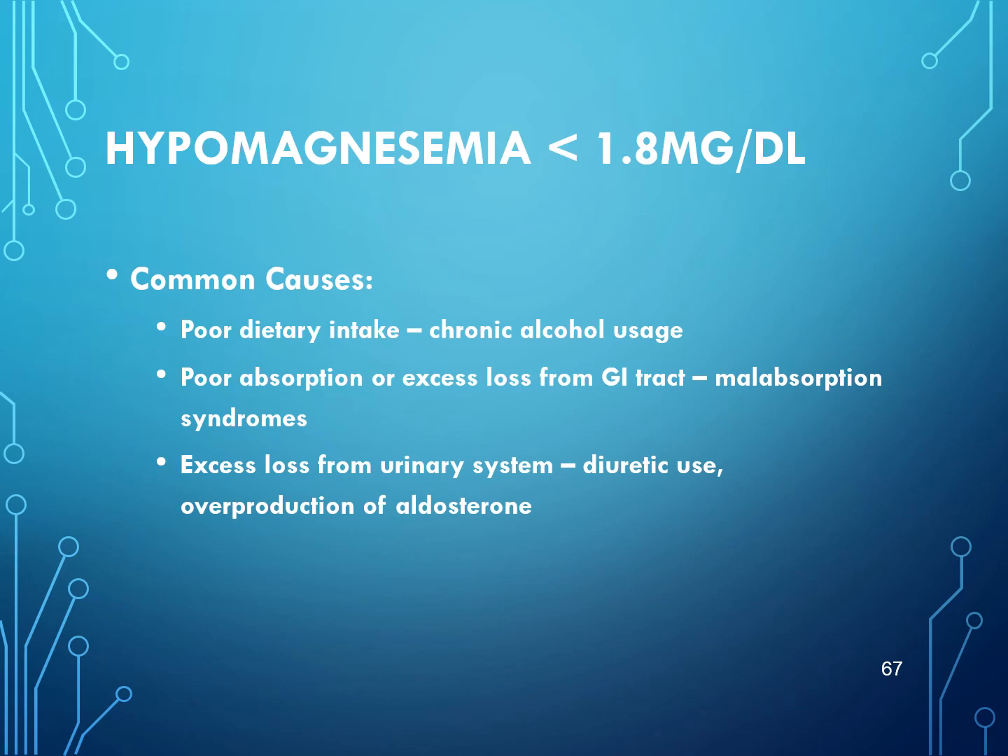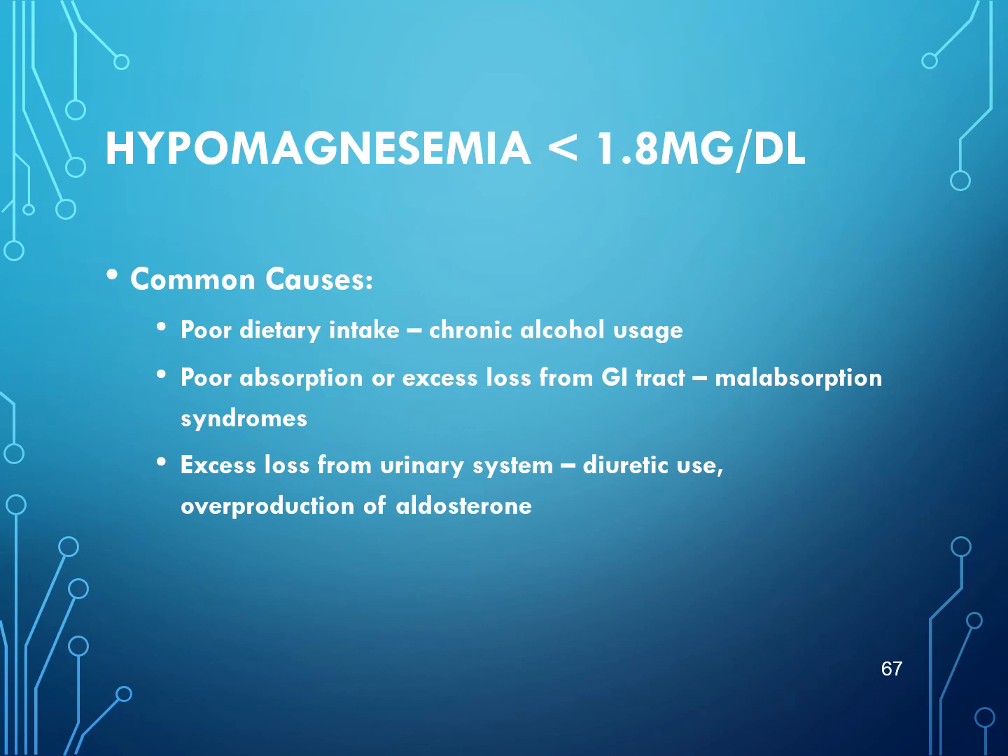But common causes of this can be due to poor dietary intake, especially our chronic alcoholics. Those people have poor intestinal absorption and increased loss in urine of their magnesium. Then we have prolonged TPN or IV fluid or even enteral feedings without magnesium replacement.